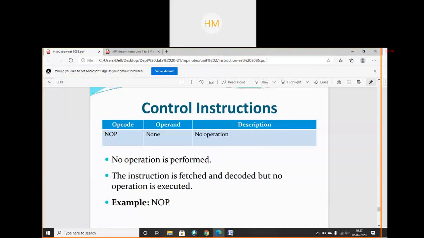So the instruction is fetched and decoded, but no operation is executed. That means the microprocessor will not perform anything during the NOP instruction. If you want your microprocessor not to work for 1 millisecond, you will write NOP 3 to 4 times, depending on the calculation of how much time each NOP instruction takes to execute, and then you can perform no operation with the microprocessor.